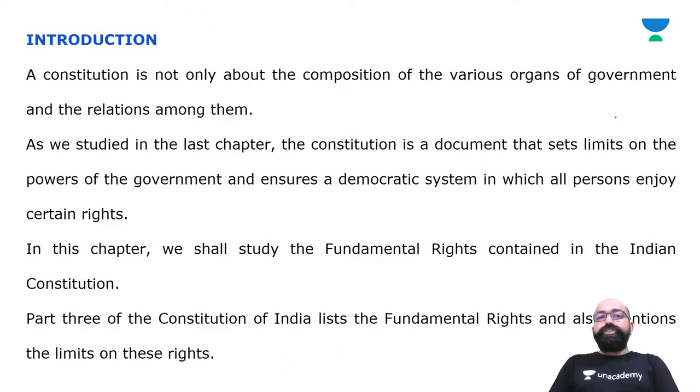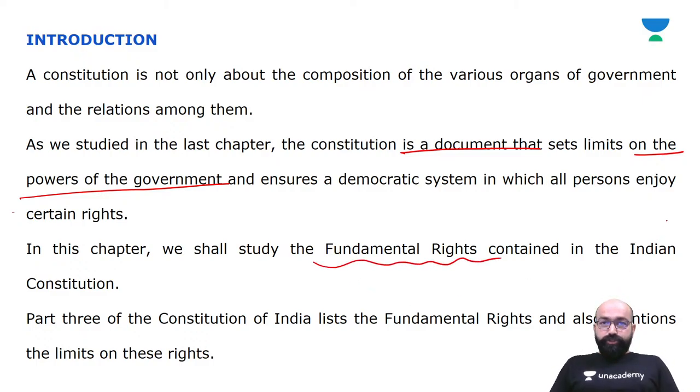Now, a Constitution is not only about the composition of various organs of government and the relations among them. As we studied earlier, the Constitution is a document that sets limits on the powers of the government and ensures a democratic system in which all persons enjoy certain rights. In this chapter, we will study the fundamental rights contained in the Indian Constitution. Part 3 of the Constitution of India lists the fundamental rights and also mentions the limits on these rights.